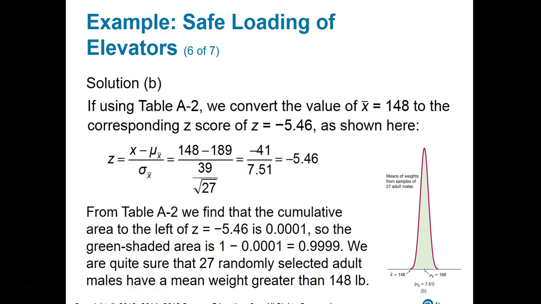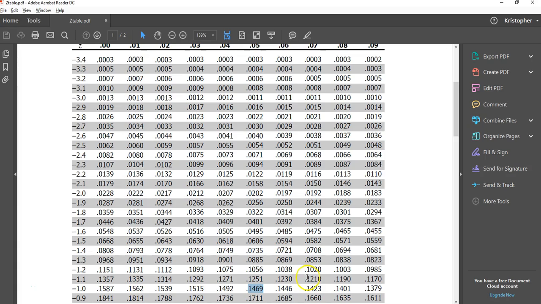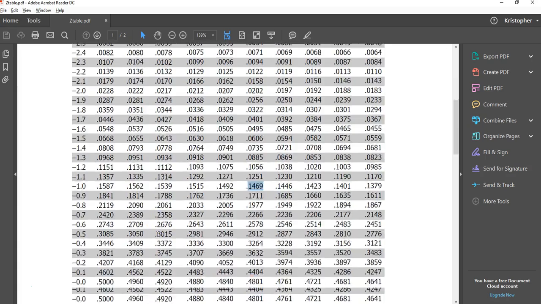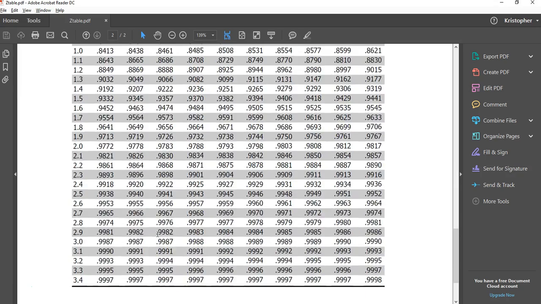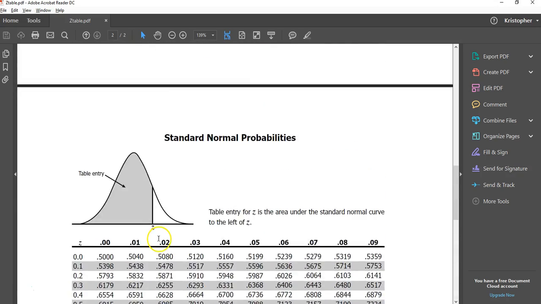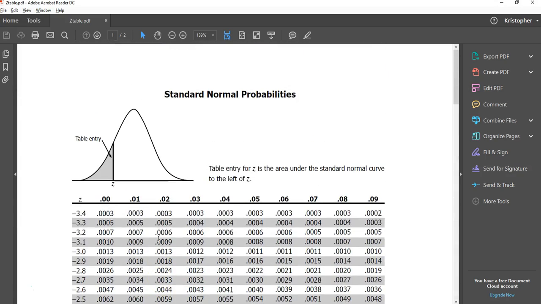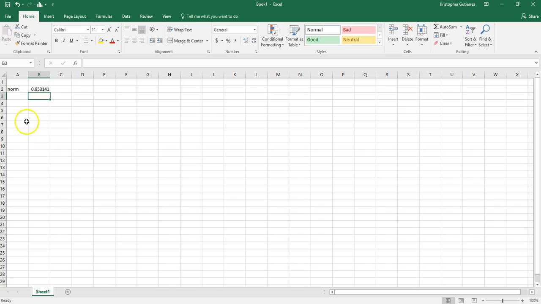So we again plug it into our z, and we get z is equal to x minus mu x bar over sigma x bar. And that gives us the number negative 5.46. So if we look at our table here, negative 5.46, it does not go that high. So what we will need to do is use Excel for this one.